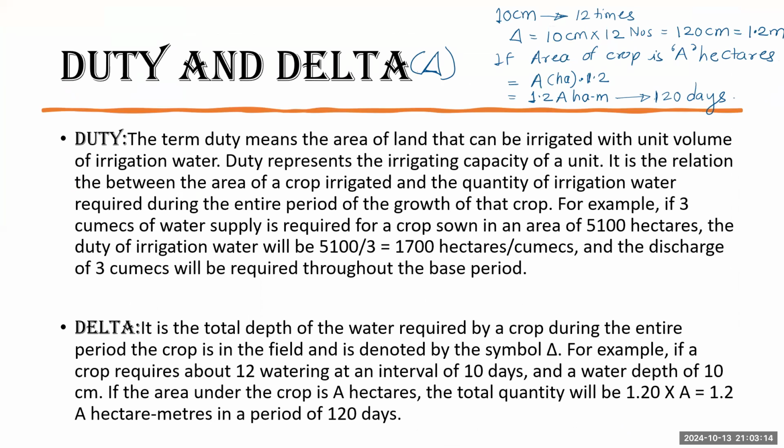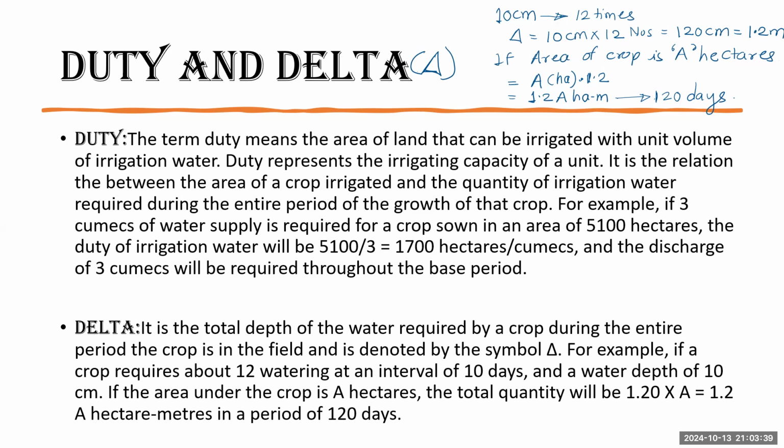And now the next term we are going to learn is about duty and delta. Okay, duty and delta. So what is duty? The term duty means the area of the land that can be irrigated with unit volume of irrigation water. Now, what is unit volume?